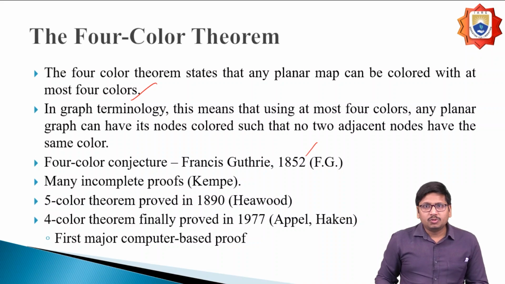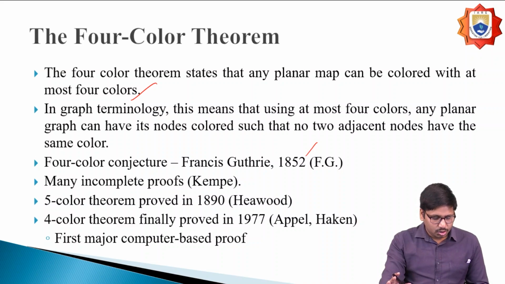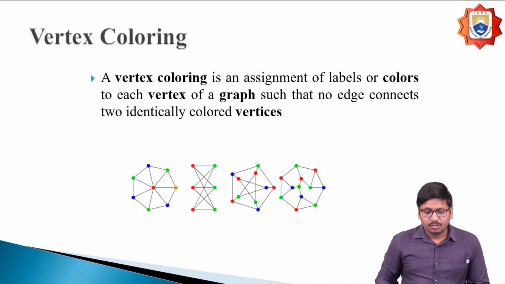So the four color theorem says that any planar map can be colored with at most four colors, and this means that at most four colors are sufficient for any kind of graph, such that no two adjacent nodes have the same color. The vertex coloring, as I just said, is the assignment of colors to each vertex of the graph, such that no edge connects two identical color vertices.